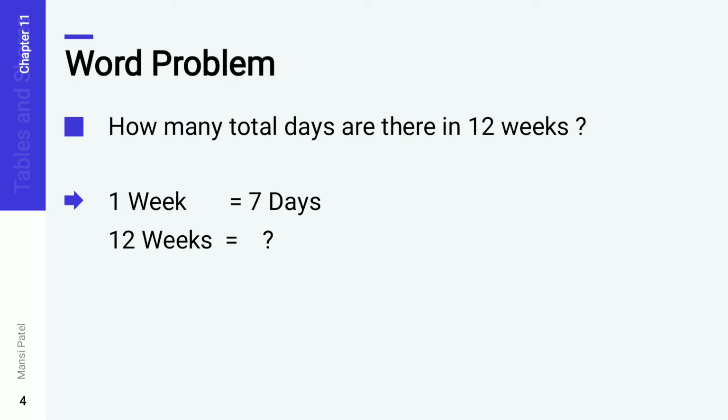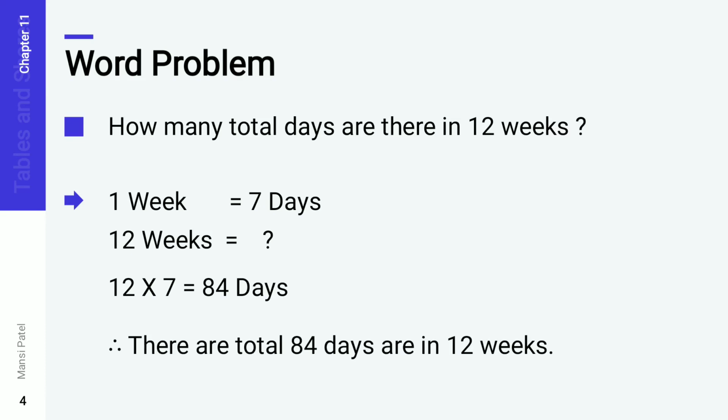So what do you want to do? You have to do the multiplication of 12 and 7. 12 sevens are 84. Now 1 is remaining. If you write down 1 in the denominator, then the number is as it is. Therefore, we can say that there are total 84 days in 12 weeks.